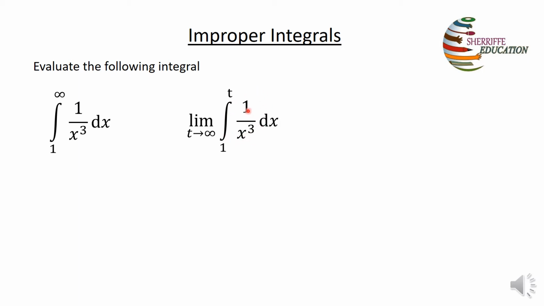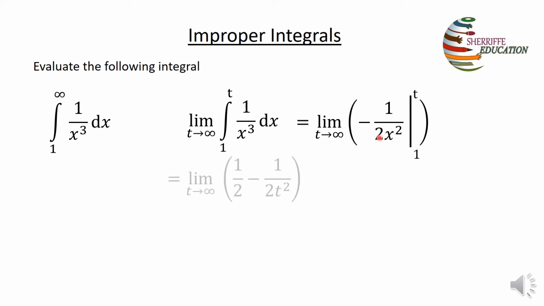So we integrate 1 over x cubed from 1 to t, and that gives us negative 1 over 2x squared, with our boundaries from 1 to t. Now, as in previous calculus courses, we substitute the upper bound t for x, minus we substitute 1 for x, and that gives us the limit as t tends to infinity of a half minus 1 over 2t squared.